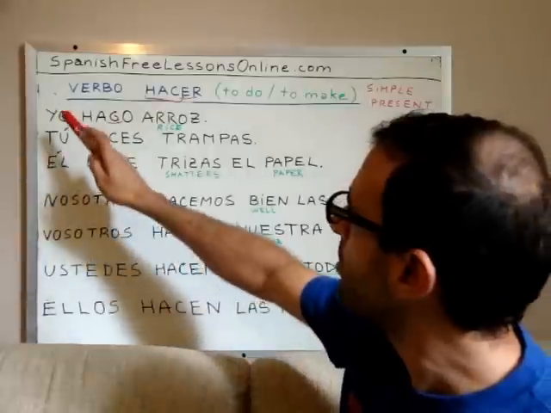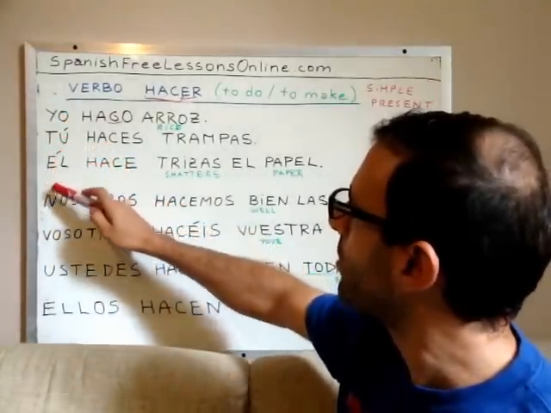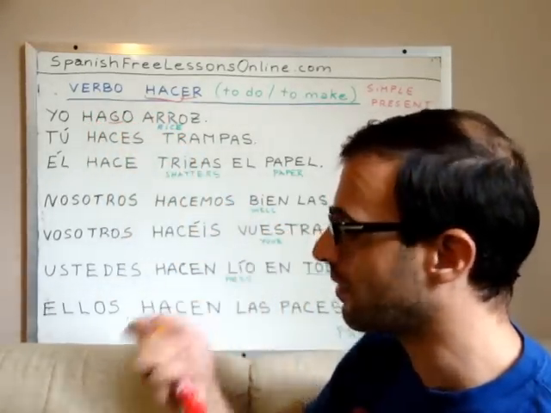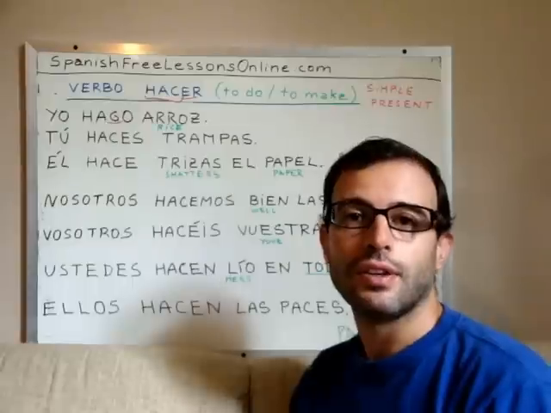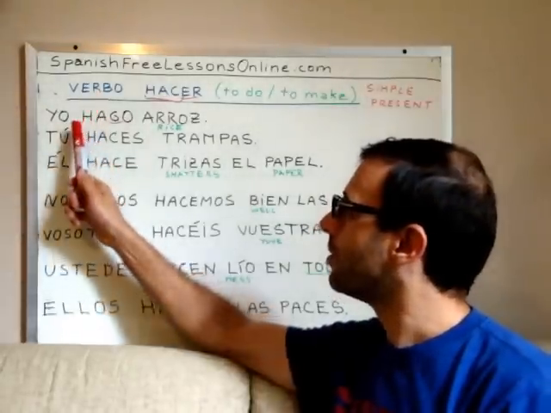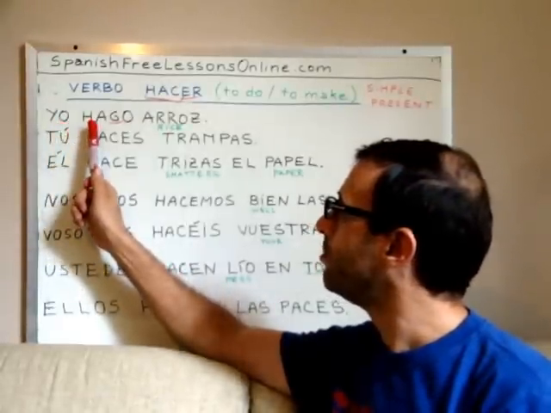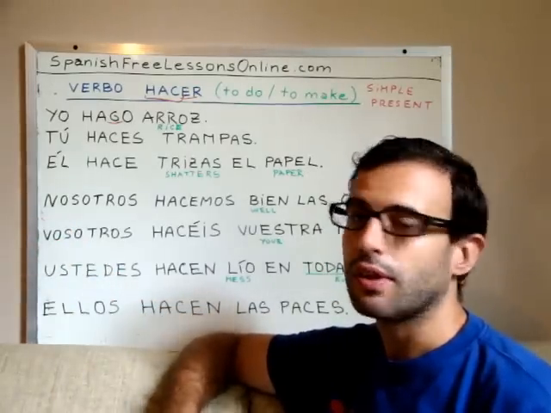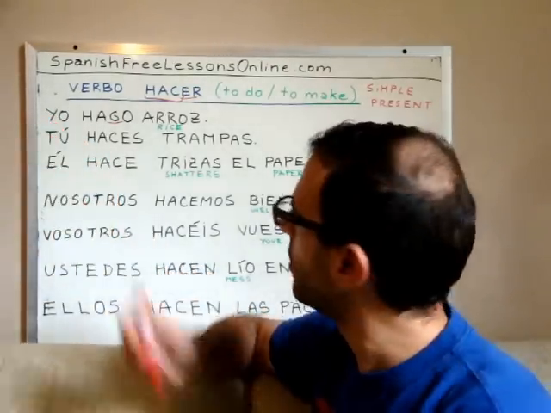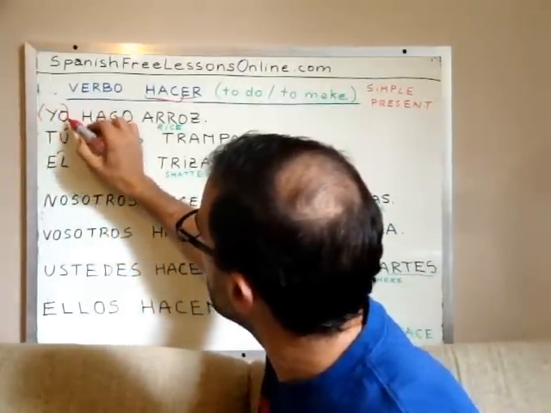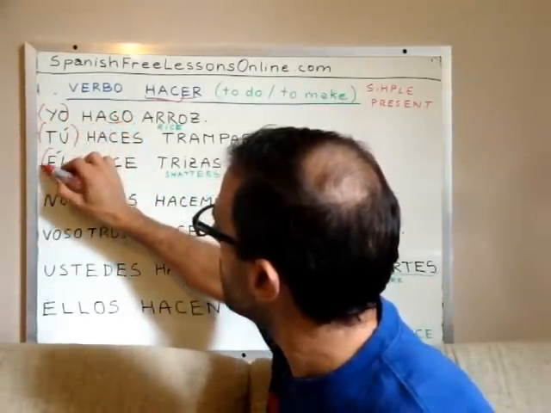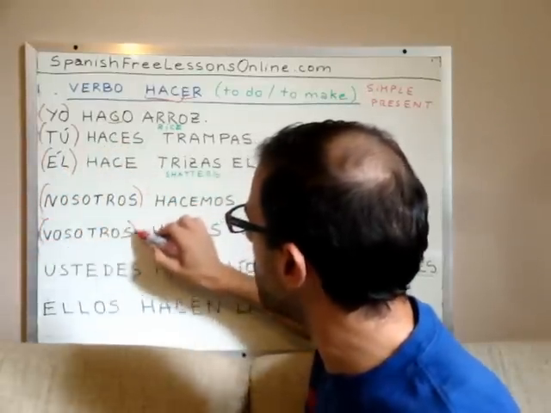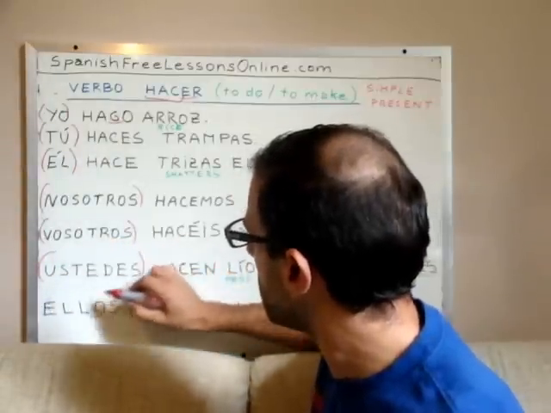So I've written examples for each of the pronouns, right, using the verb hacer conjugated in the present tense. Remember that in Spanish, since the person or pronoun is always implicit in the conjugation of the verb, we can always omit the person, right, the subject. So we can actually say or omit I or you or he or we or you plural, they.